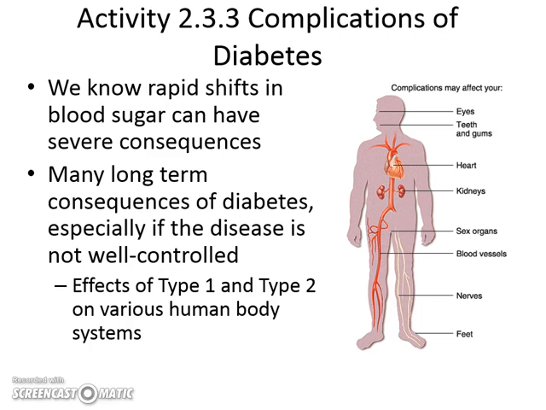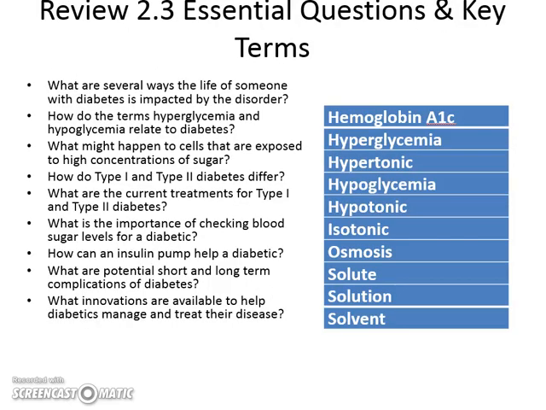Activity 2.3.3, Complications of Diabetes. We talked about rapid shifts in blood sugar and the different complications that can occur, everything between your eyes to your feet. We talked about many of the long-term consequences and the different diseases that can be related. Overall, I hope you understood that a lot of the symptoms mimicked each other, that a lot of the symptoms of diabetes go along with all the different body organ systems and they're all interrelated.